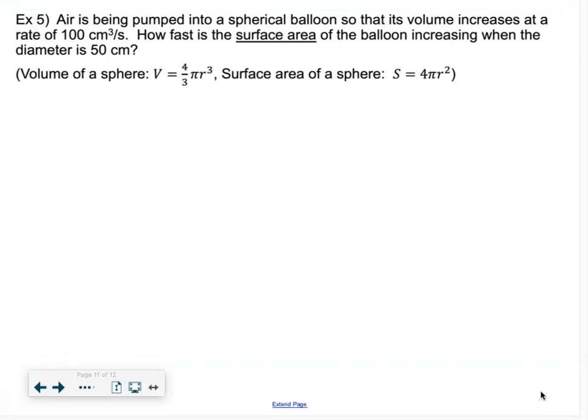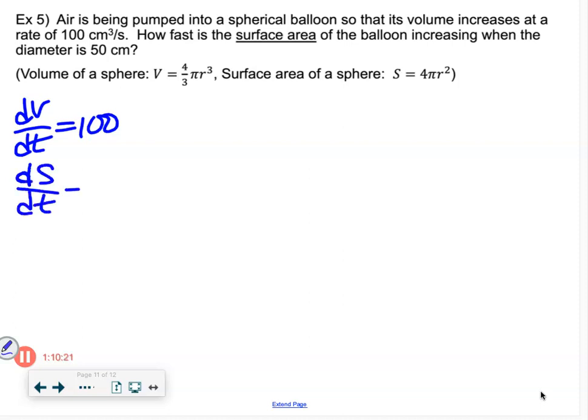Okay, just to finish up this last page of notes with no students in the room, just in case you want to see how to work this last problem. So the trick here, the volume is increasing at a rate of 100, so dV/dt equals 100. We're looking for dS/dt, the rate of change of the surface area, when the diameter is 50. And of course, if the diameter is 50, that means the radius is 25.